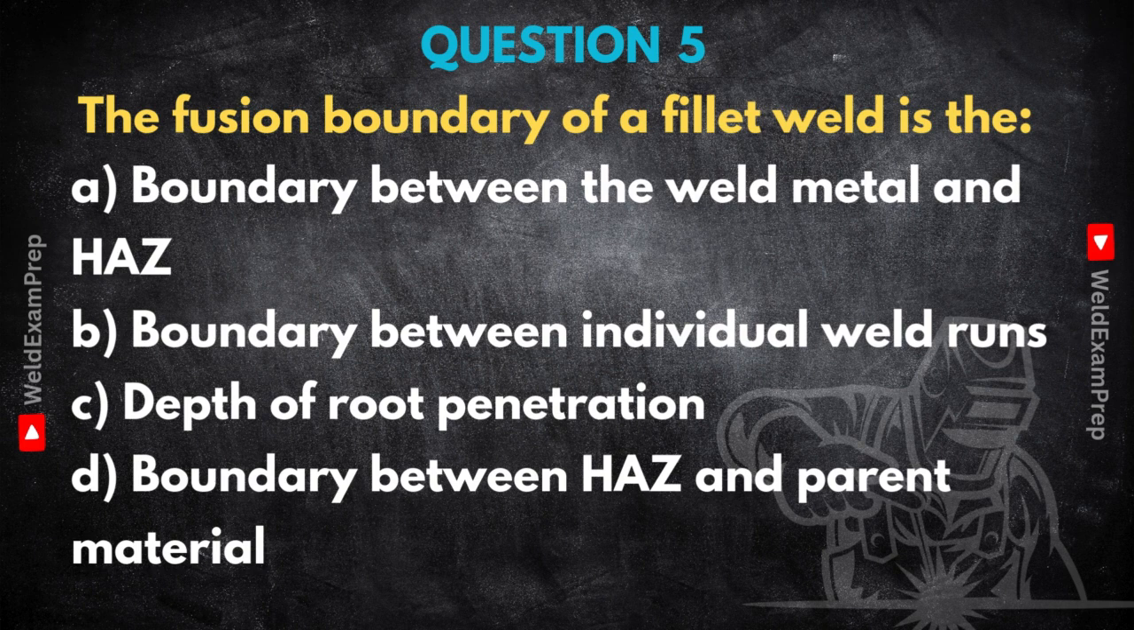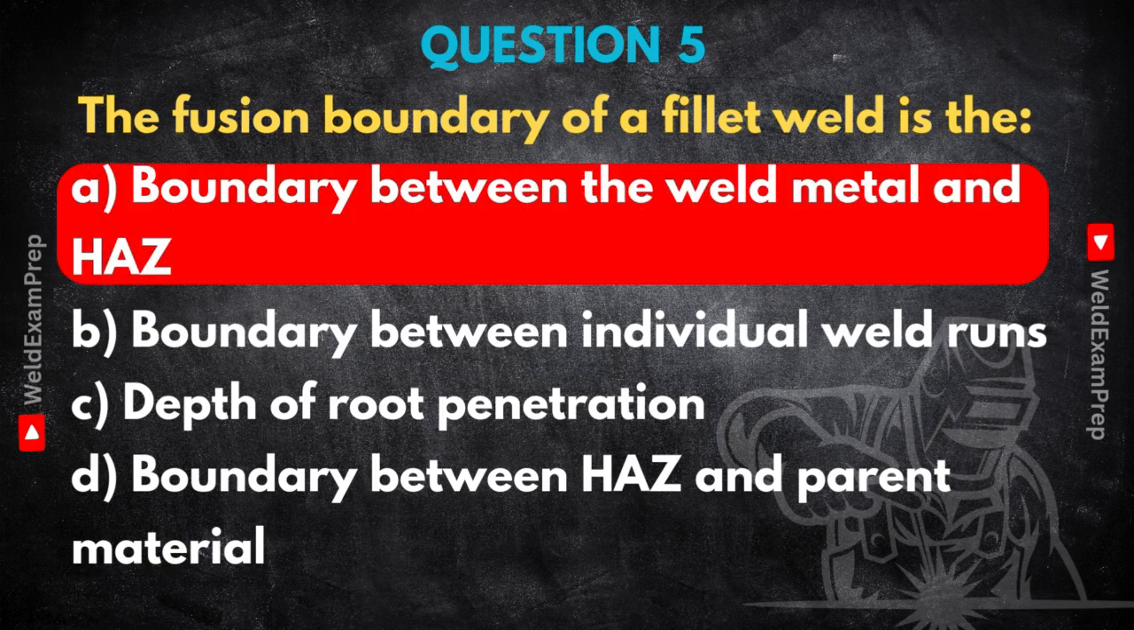Right, take a moment. Defining interfaces here. Where exactly is that fusion boundary? Why does this specific line matter so much? This definition is absolutely fundamental. It's about understanding where melting stopped and where heat just, well, affected things. The correct answer, the precise location of the fusion boundary, is A, boundary between the weld metal and HAZ. Between weld metal and the heat affected zone.